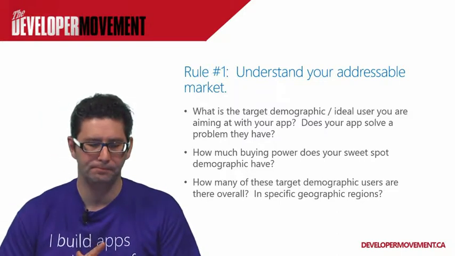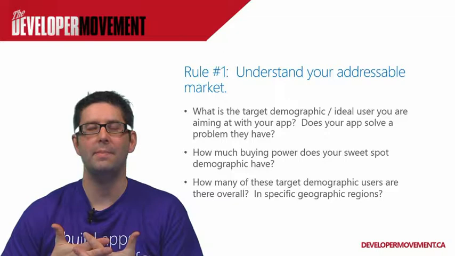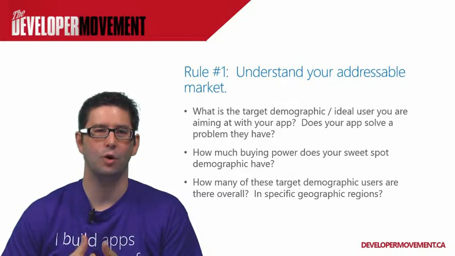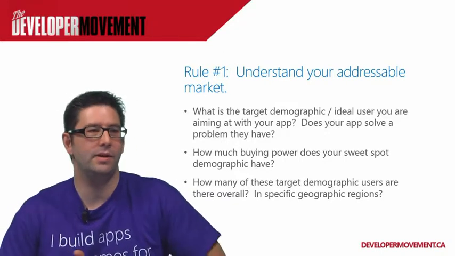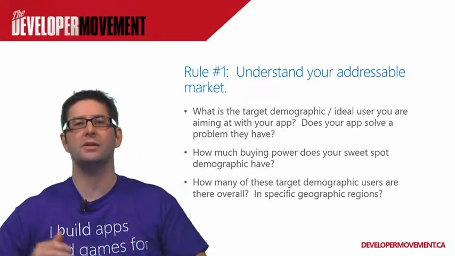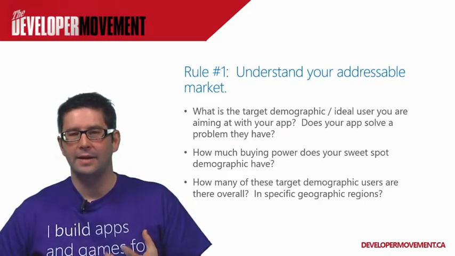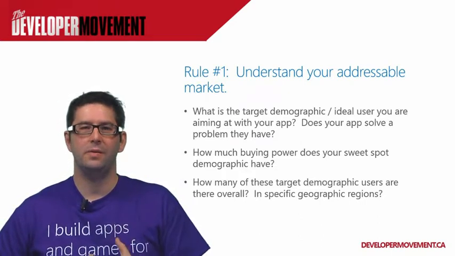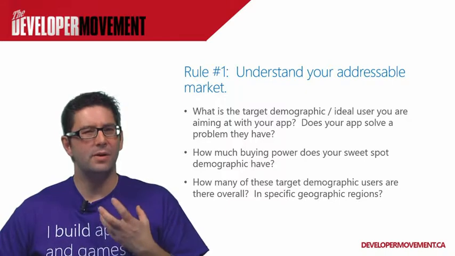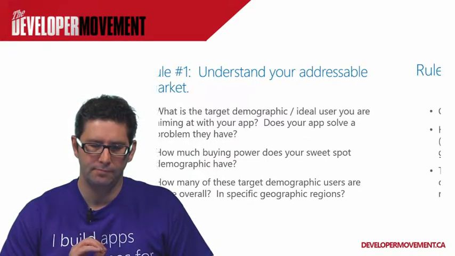So think about that. And then finally, what is the population of your target demographic overall, and in Canada or the US or Britain or in the Middle East, wherever that you're actually selling your application? How do you actually provide the right value for each of these geographic regions? So think about your addressable market and how you can actually deal with those types of things.